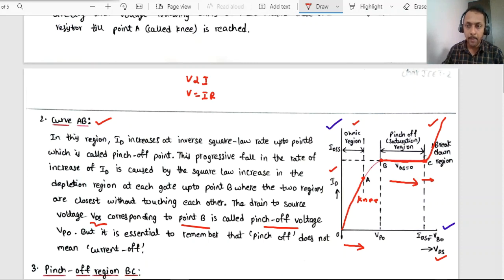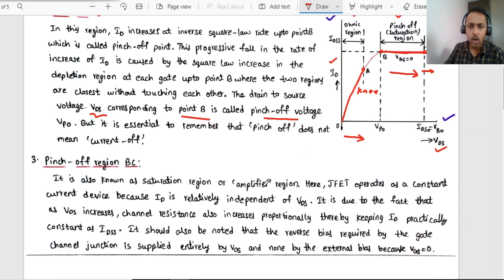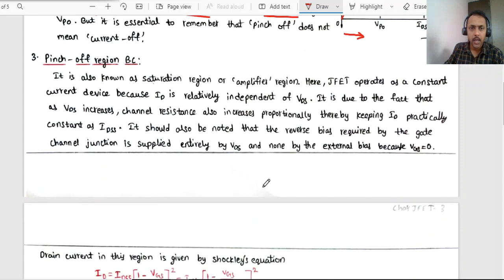Now the area from B to C is to be called the saturation region. Here BC is called the pinch off region, and this is also known as the saturation region or amplifier region. 3 different terminologies we have come across: one is the pinch off region, another one is the saturation region, and another one is the amplifier region.